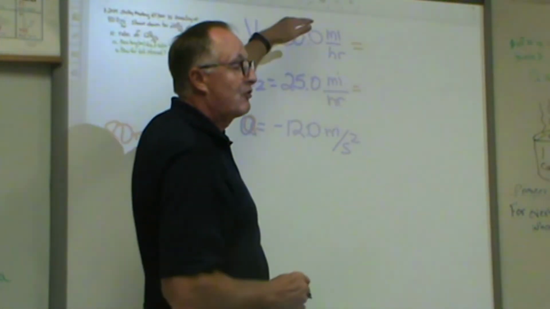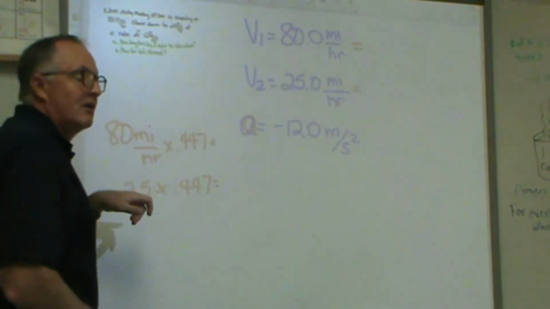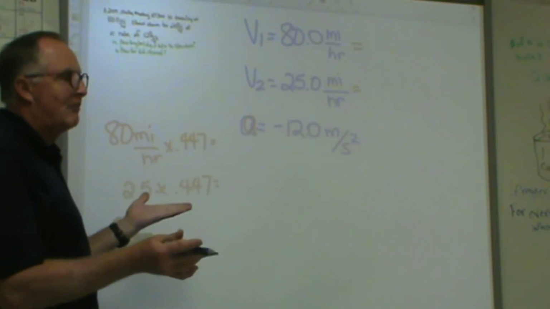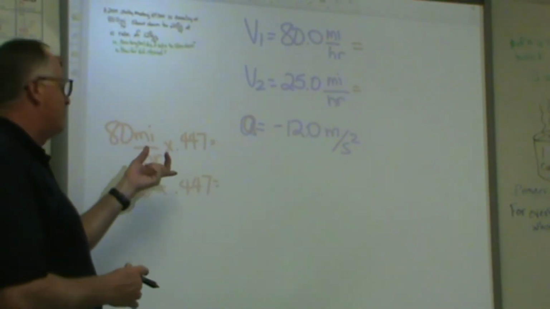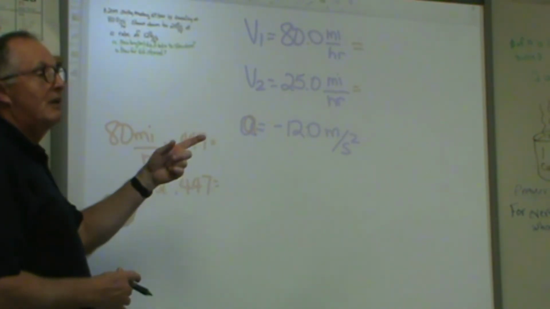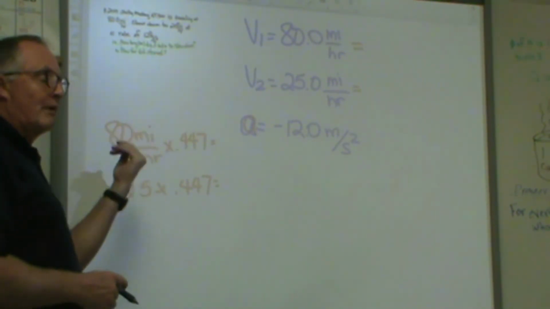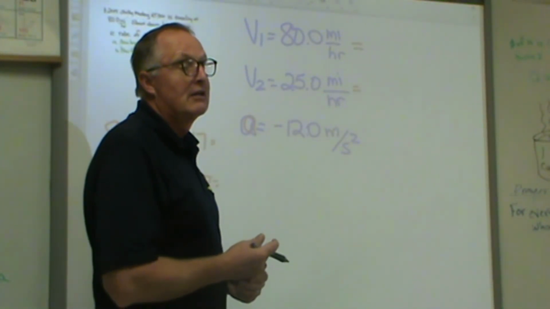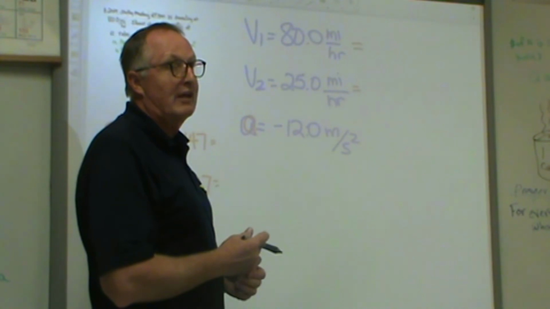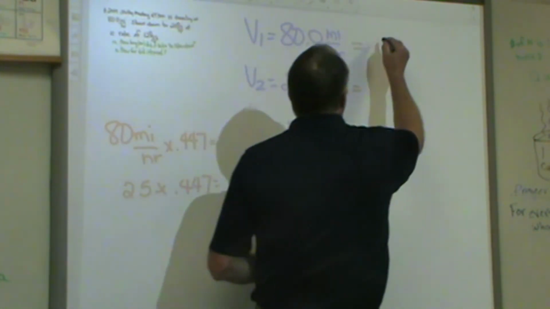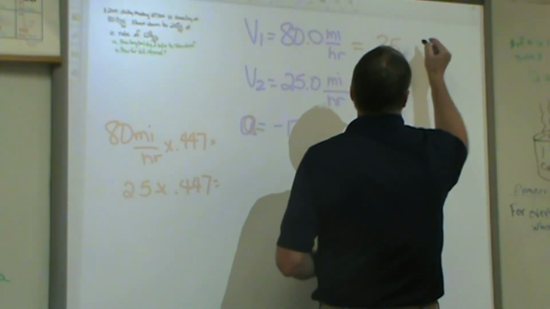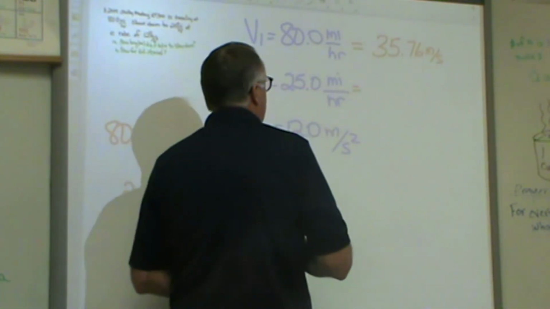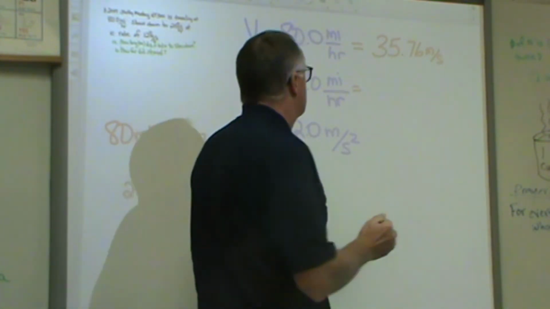Our answer gets 3 significant digits, so we're going to have to round. The key is to always take at least one more. If you can just leave it in your calculator, great, but you can't in both of these because you have to do two of them. Since we get 3, take 4, and then we'll round it down at the end. So 35.76 for 80 times 0.447. What did you get? 35.76 meters per second. And for 25? 11.18.